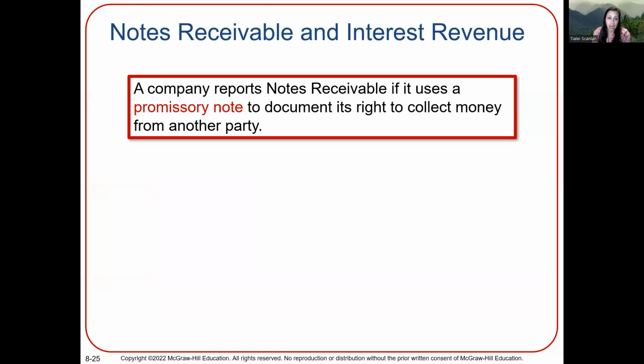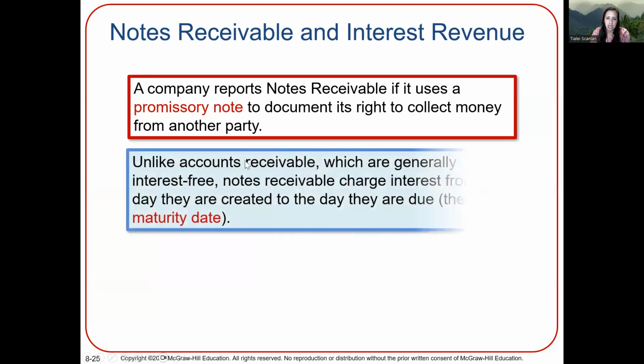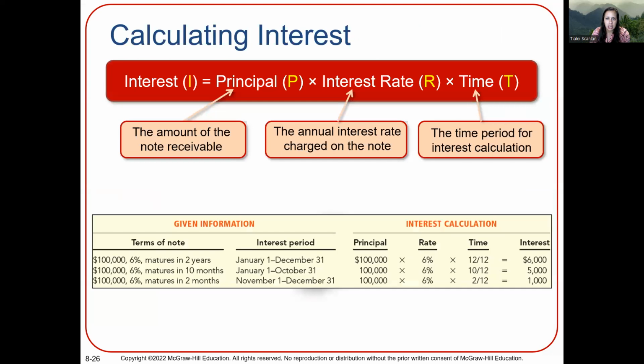We'll give away our cash and we'll debit our notes receivable. And then we are expecting interest back. So with any promissory note, there's an obligation for interest to come back to us. Generally, interest-bearing notes receivable charge interest from the day they are created to the day they are due, so the maturity date. And the way we calculate interest from your reading assignment is principal multiplied by interest rate multiplied by time.